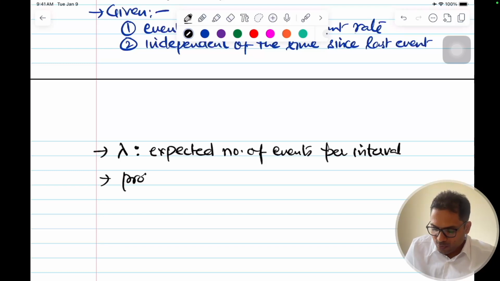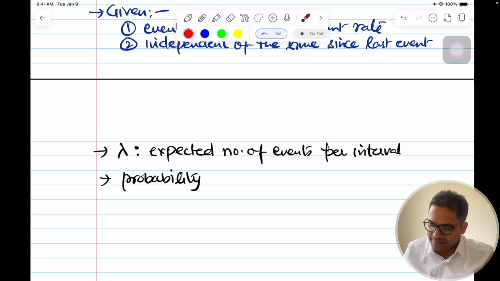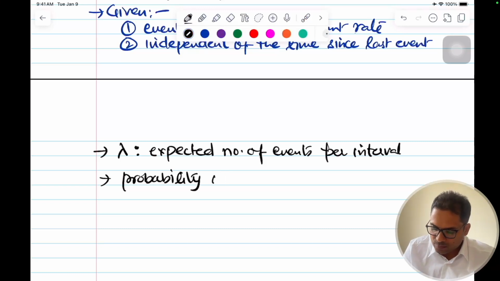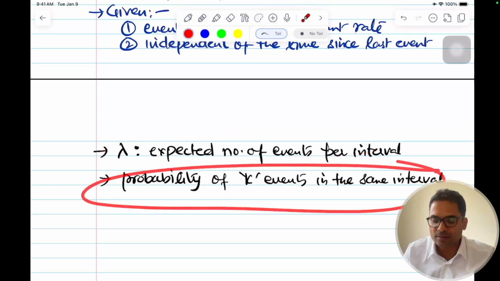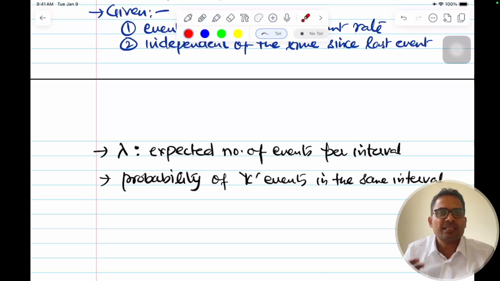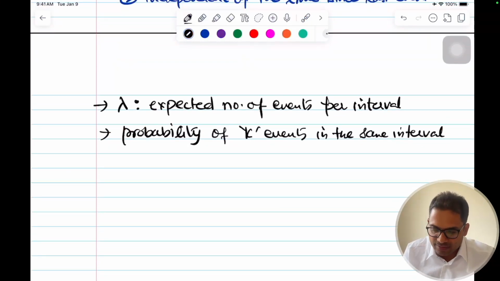If we know that lambda events happen in a particular interval, then the probability of k events happening in the same interval, the probability of occurrence of k events in the same interval. So we know the average rate, and now we want to find some other count of events that will happen in the same interval. What is the probability of that? That is given by a formula, so we have the PMF for that.